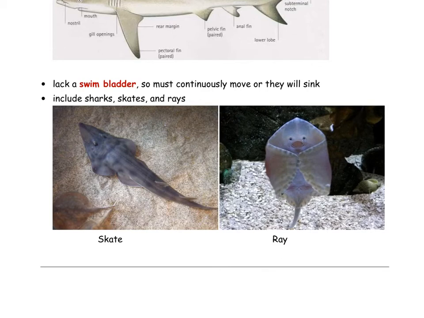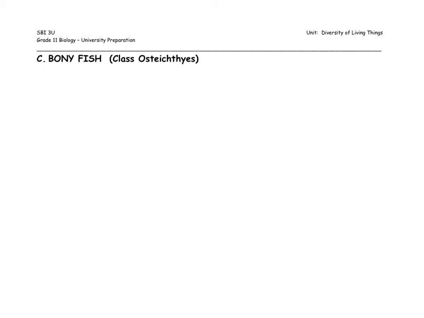But what these organisms also have in common is that they lack a swim bladder. So a swim bladder is basically like an inflatable pouch inside the organism that allows them some buoyancy and allows them to maneuver in different sections of the water, different levels above and below within the water. So they don't have one of those. So that means they have to continuously move or else they will sink. So the last class of fish that I want to talk about today is class Actinopterygii.